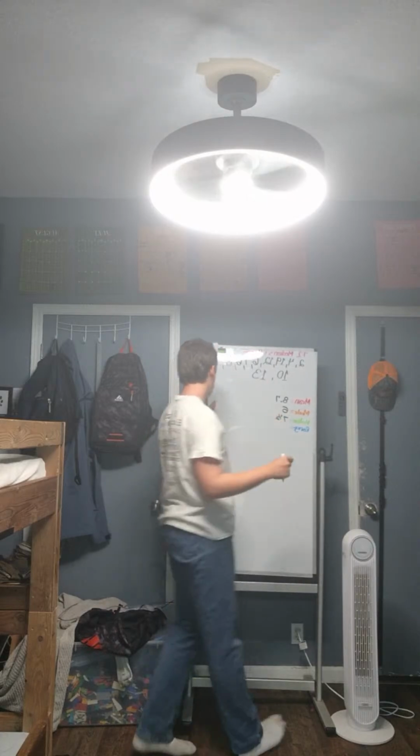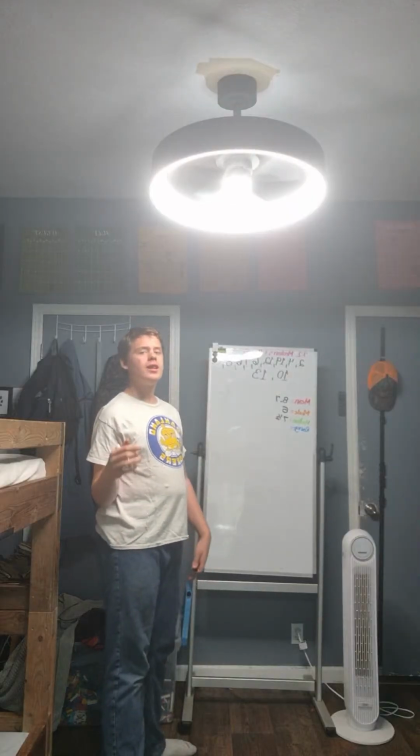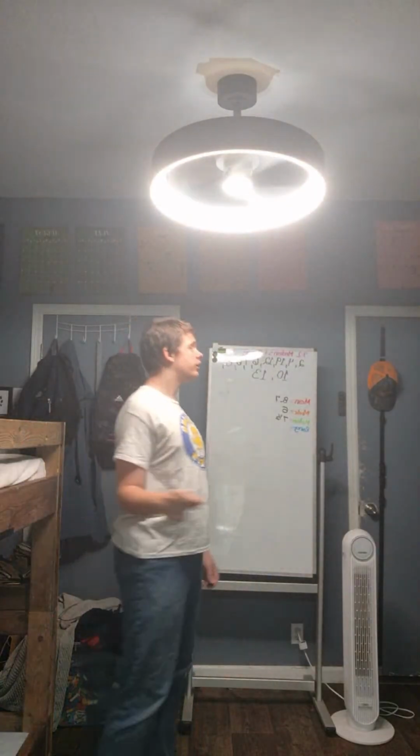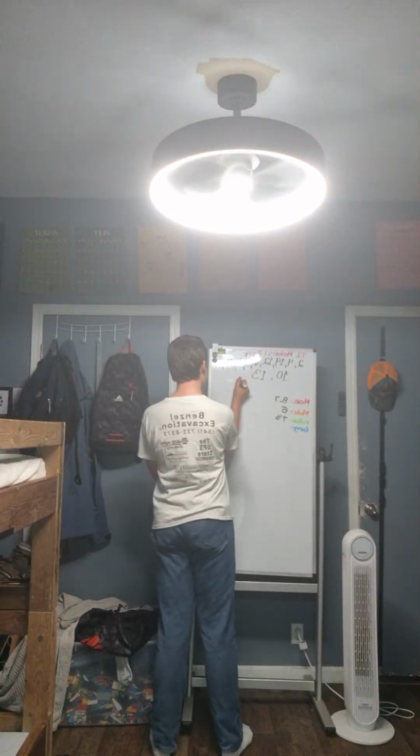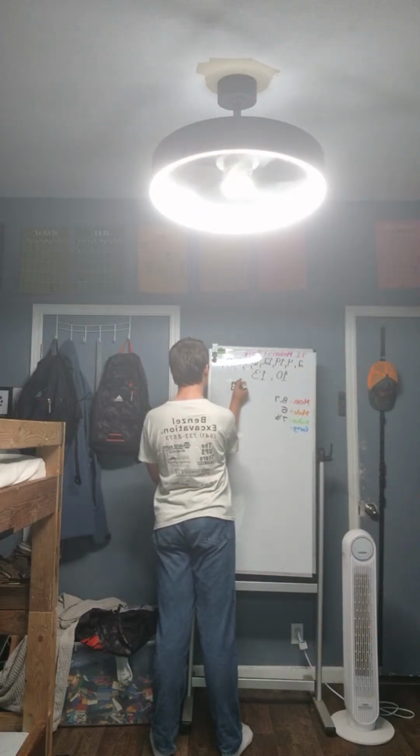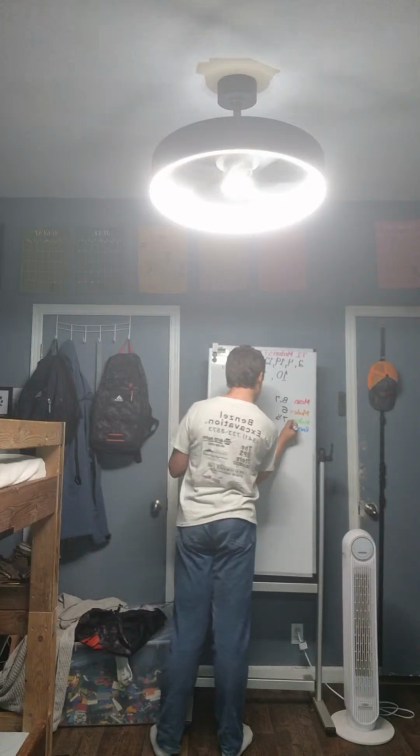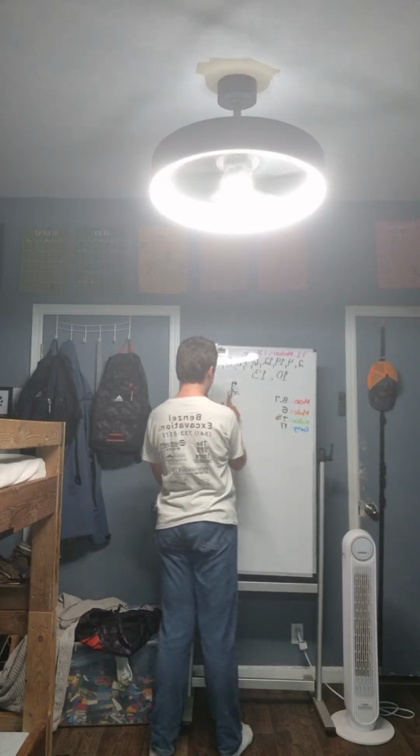What is range? The range is the biggest number minus the smallest number. So 19 minus 2, we get 17. The range is 17.